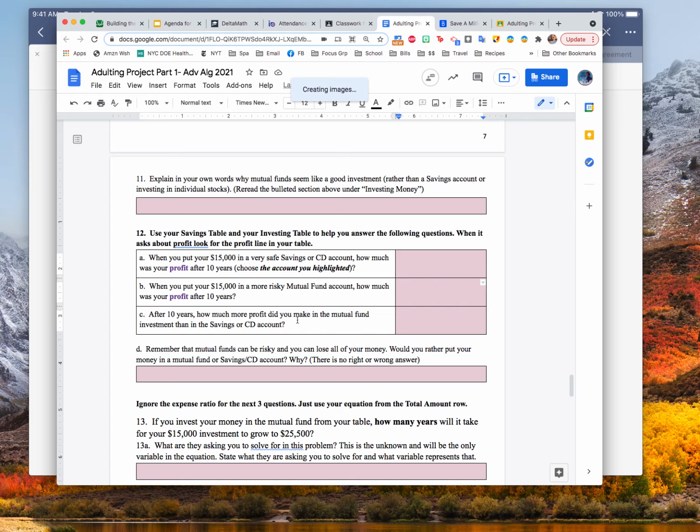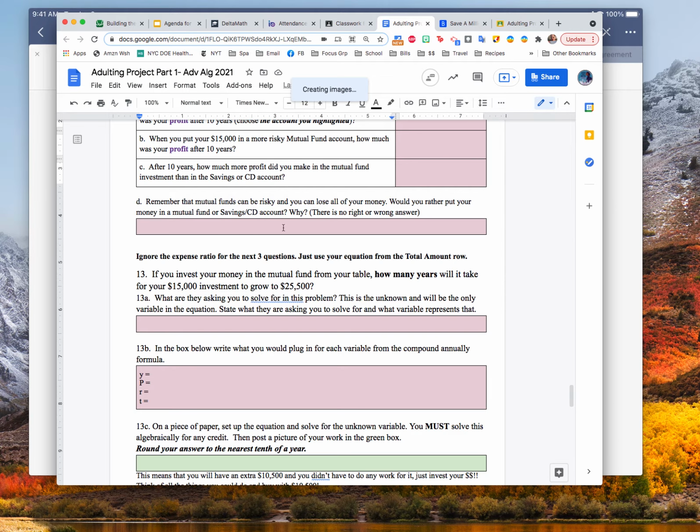That's it. Then the mutual fund profit is going to be a lot more than the savings because the savings rate was much, much lower, meaning that you're just finding how much more you made. So you can just subtract these two numbers to find out how much more you made in the mutual fund than in the savings. And then answer question D. Why do you think that is?